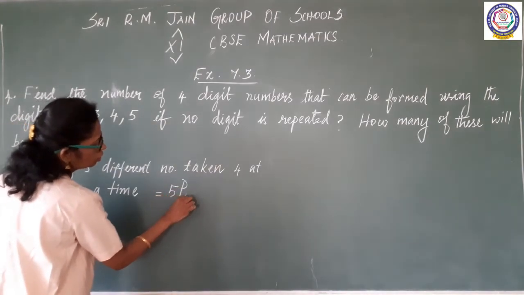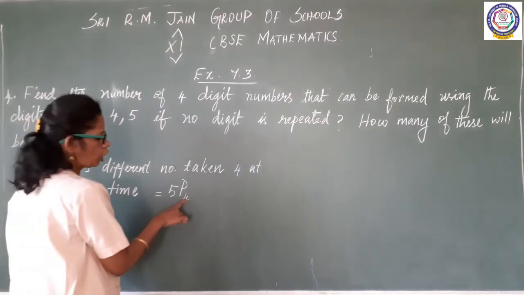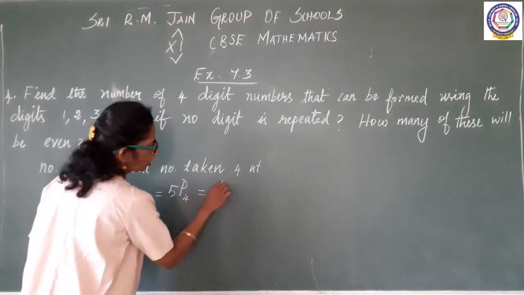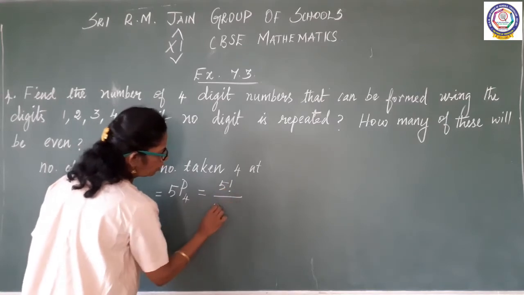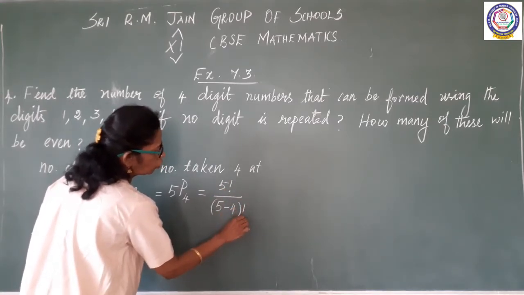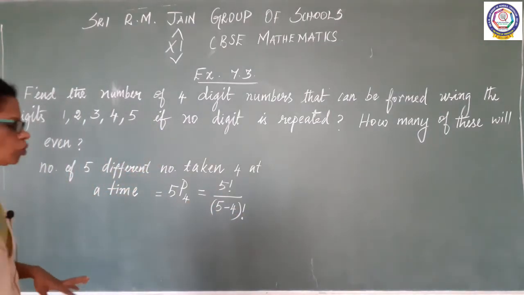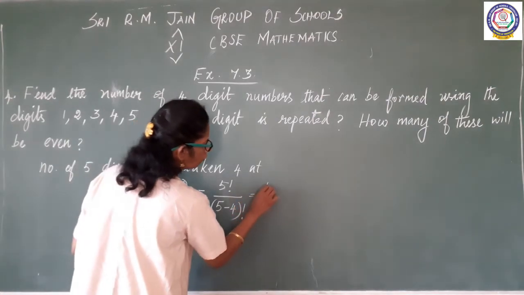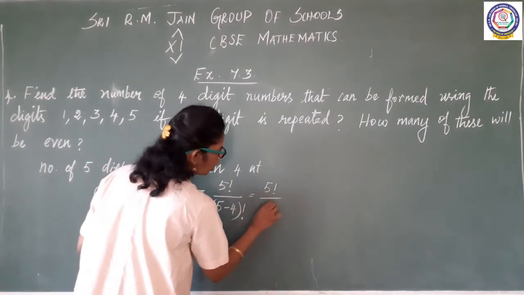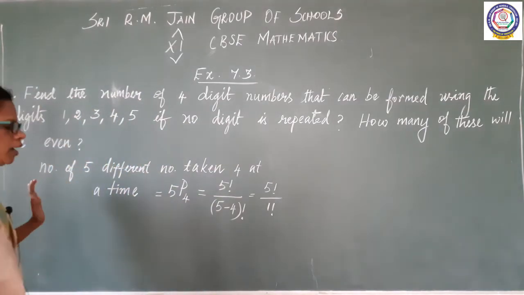5P what? 5P4. Got it, children? 5P4. Then 5 factorial divided by 5 minus 4 factorial. N factorial divided by n minus r factorial. Now 5 factorial divided by 1 factorial. 1 factorial is nothing but 1.